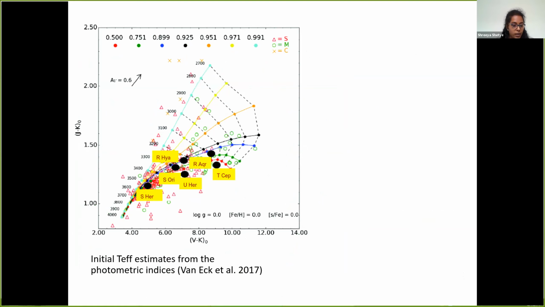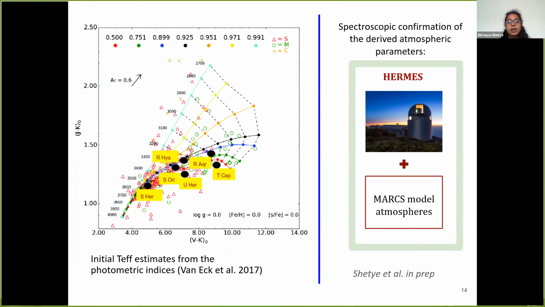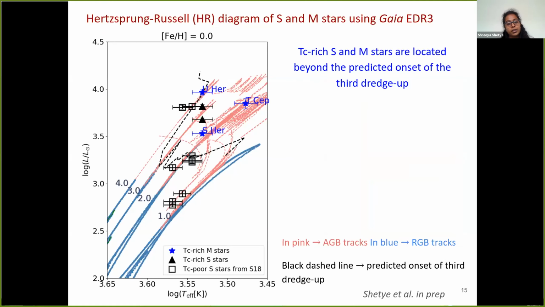So to derive their stellar parameters, we basically obtained the first initial estimate on these parameters using the color diagram, or using these J-K, V-K photometric indices. And then we confirmed these initial estimates of the stellar parameters by performing a spectroscopic investigation on high-resolution spectra of these stars, using a similar method to that of the S stars, but this time with the appropriate compatible M star models. And then at the moment, we have obtained a final set of parameters of these stars. The spectroscopic investigation for the s-process abundances is still ongoing.